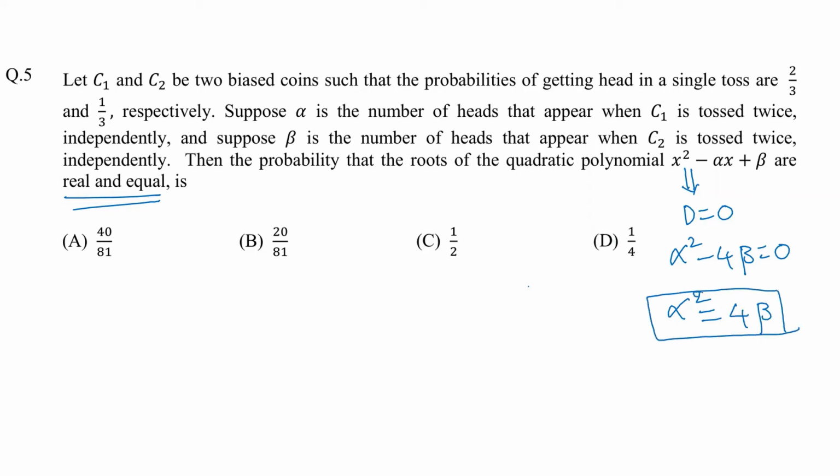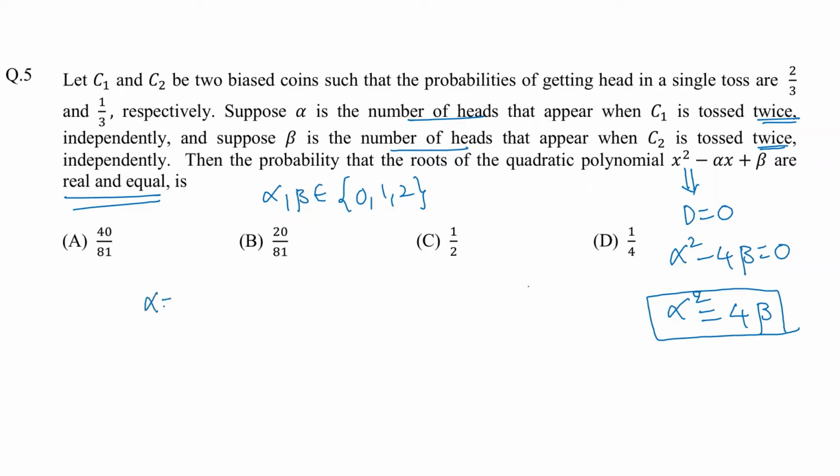And the second thing that we have to observe here is we are tossing both the coins 2 times. That means the number of heads is going to be either 0 heads, or 1 head, or 2 heads. That means alpha and beta are going to take only the values 0, 1, and 2. And also they have to satisfy this condition alpha square equal to 4 beta. What should be the values of alpha and beta?